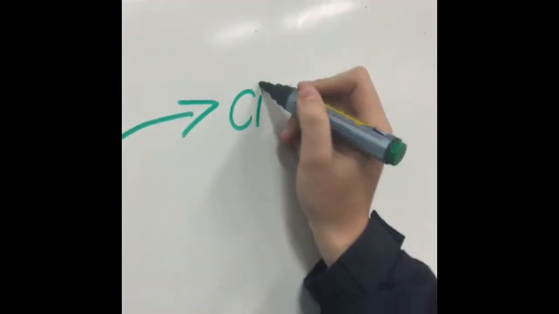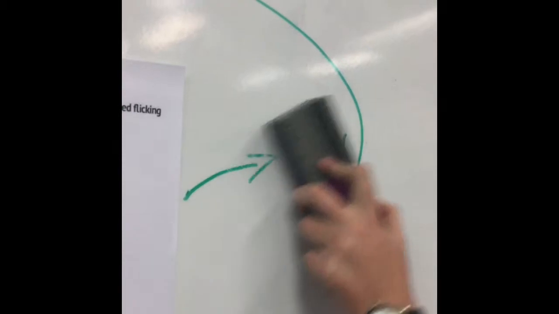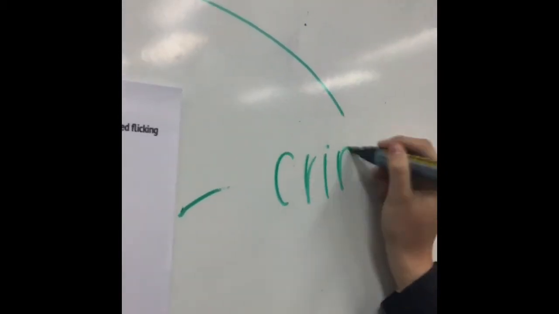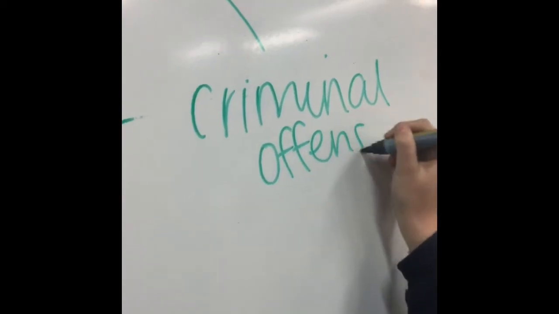Speeding is usually considered a civil case, but this man took it to the next level. Literally. He was caught speeding a huge 67 times. Because of this serial offence, it is now in the hands of the criminal justice system, not the civil.